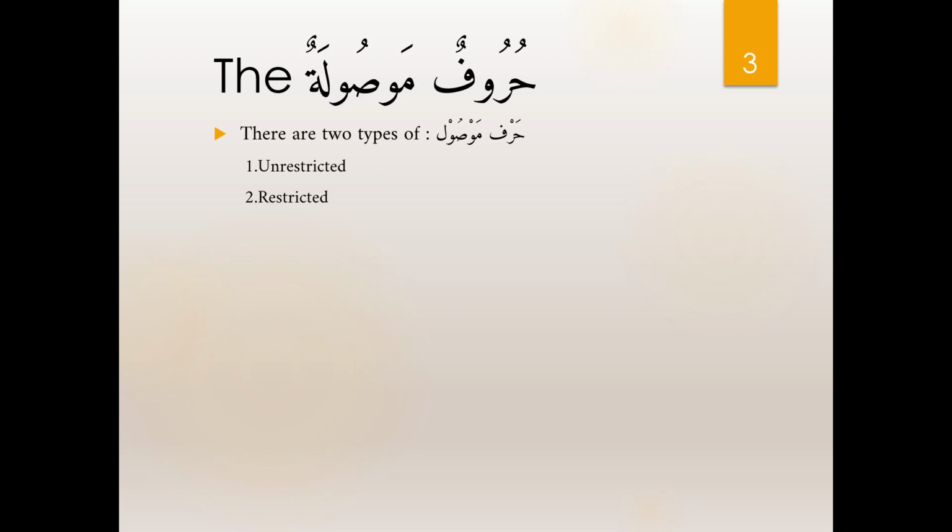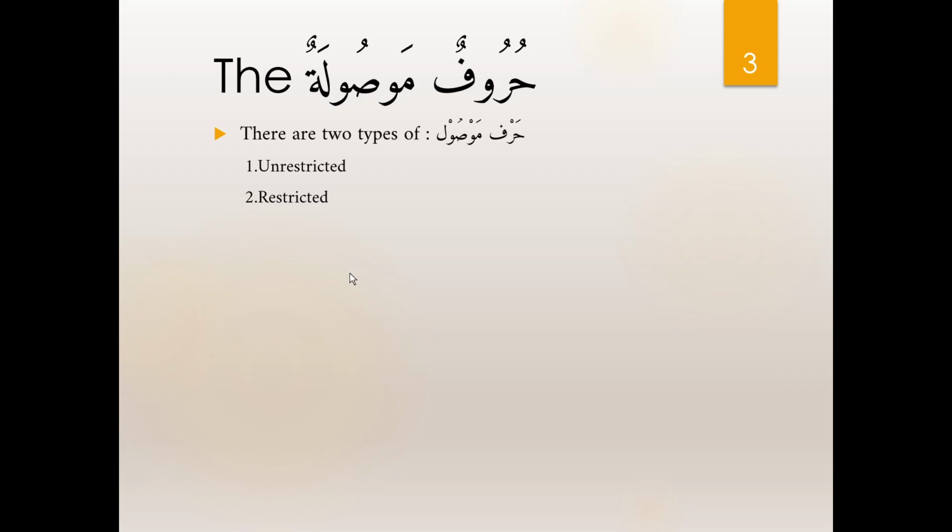When I say slots, I mean functions like mubtada, khabar, maf'ul bihi, maf'ul lahu, all your different types of maf'uls. So this is unrestricted. When you use this type of huruf, you can put it in any of the noun slots that you find in a sentence. The other one is restricted. That means you can only use it for a certain slot and only this slot, no other slot. This is the difference between the two.